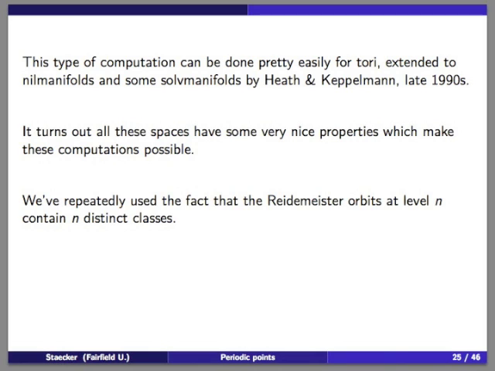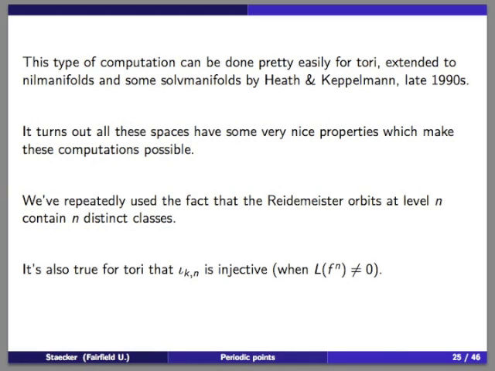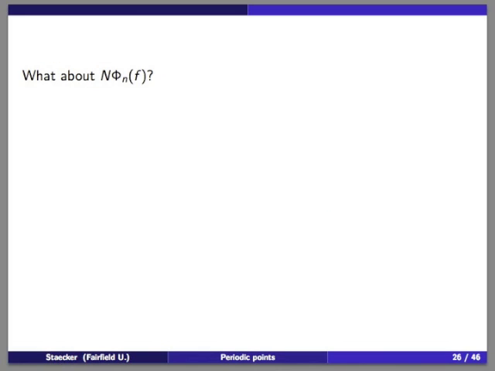So one thing is we repeatedly use the fact that the Reidemeister orbits at level n have distinct classes. That makes things a lot easier. It's also true, at least for tori, that the boosts are always injective. You might have noticed that actually on the circle. The boosts were always multiplication by something, which is injective. In that case, if all you care about is the number of irreducible ones, you can just subtract off the size because you know the boost is injective. You don't have to actually compute the boost maps in some cases. All right. Okay, so that's NP.